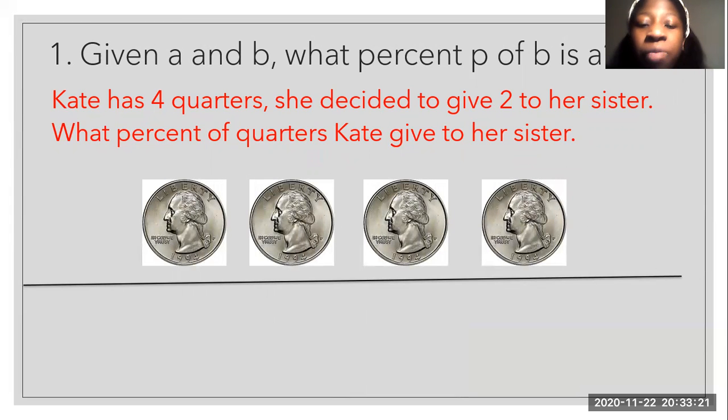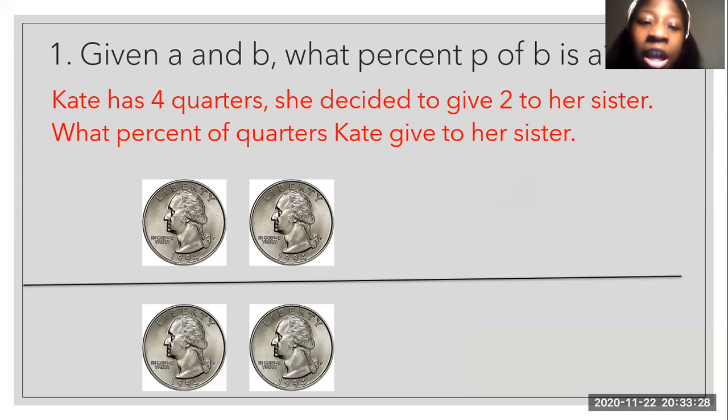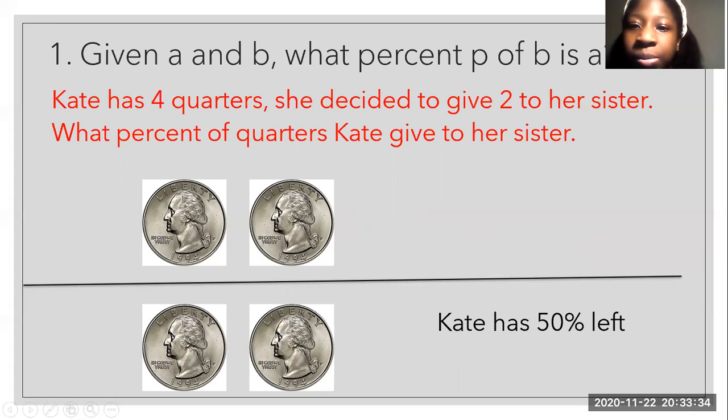So she has 4. She gives 2 to her sister, which means she takes 2 from her and she gives 2 to her sister. Now we know she gave half of them to her sister. So she has 50% left, and she gave her sister 50%.